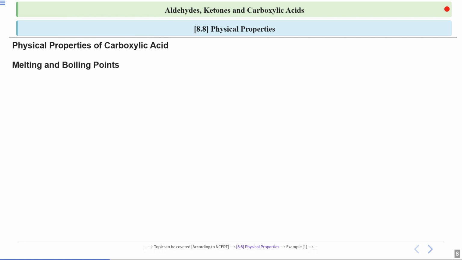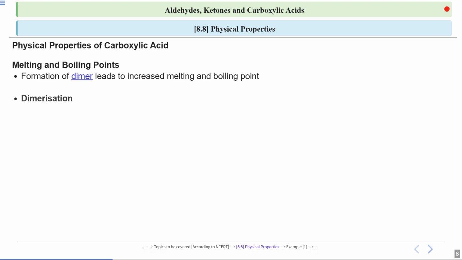Moving on to the melting and boiling points, one of the key factors that affects them is the formation of dimers. When carboxylic acids form dimers, their melting and boiling points increase. This is because dimer formation leads to strong intermolecular forces.